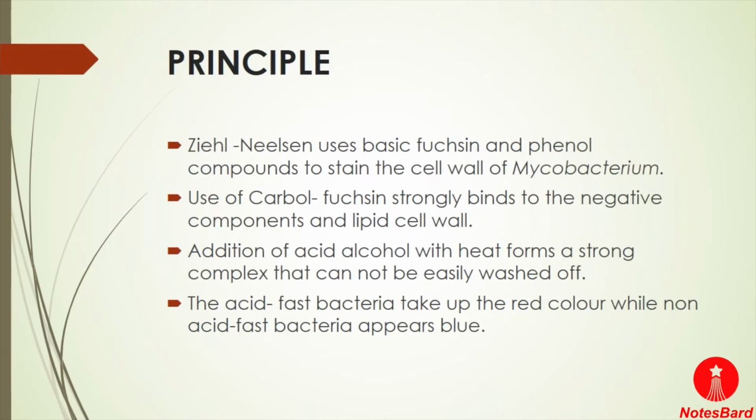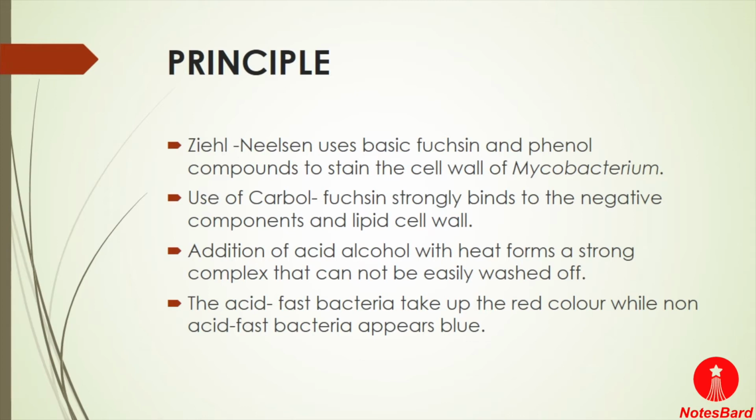So now before moving to the procedure and method of the Ziehl-Neelsen staining, let's understand the principle on which the method works. Basically, the Ziehl-Neelsen staining uses basic fuchsin and phenol compounds to stain the cell wall of Mycobacterium. Here fuchsin is a type of red-colored biological stain which is used as a dye in staining methods, and this is also used to stain the cell wall of Mycobacterium species.